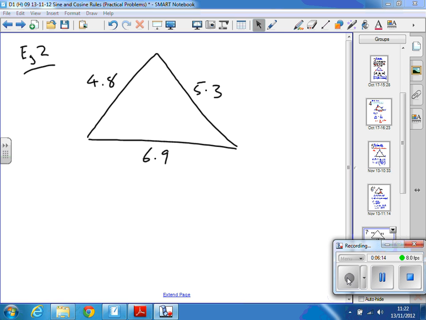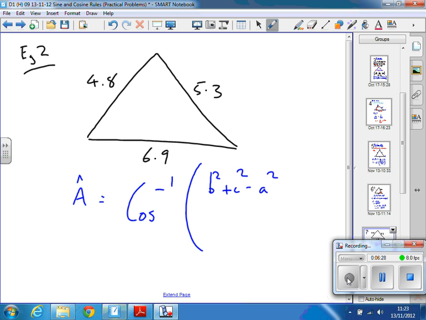I can use it to find one of these angles. And the formula, as we've written down before, angle A is inverse cos, which means the angle whose cosine is b squared plus c squared minus a squared all over 2bc. That's the cosine formula in that form.